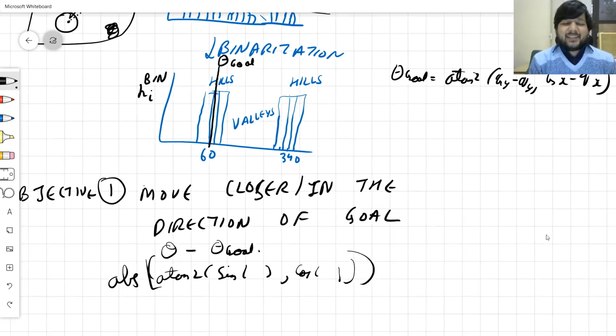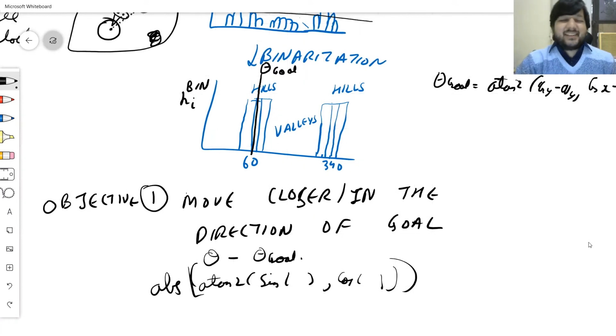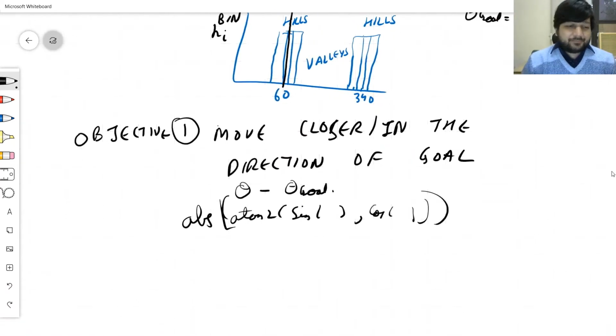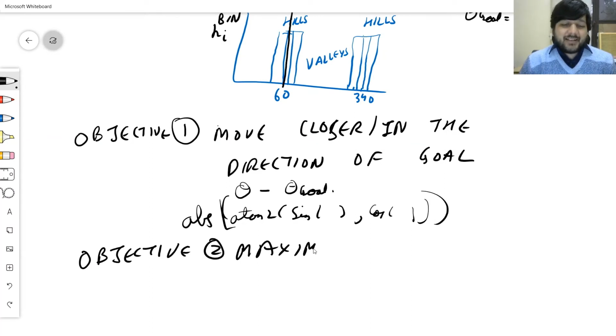Now the other thing that I may want to do is I want to maximize clearance. I don't want to kiss obstacles. I want to be far away from obstacles, because in vector field histogram, you want to be away from all obstacles. You want to maximize clearance. So my objective 2 is I need to maximize angular clearance.